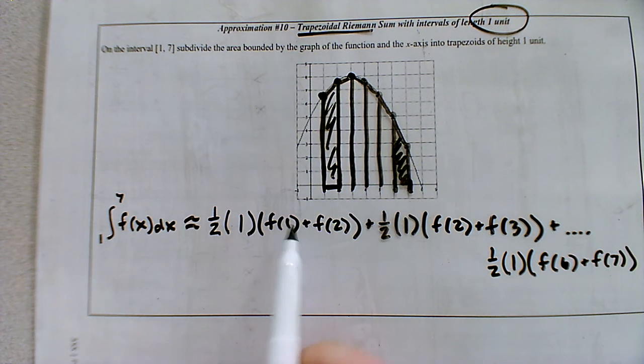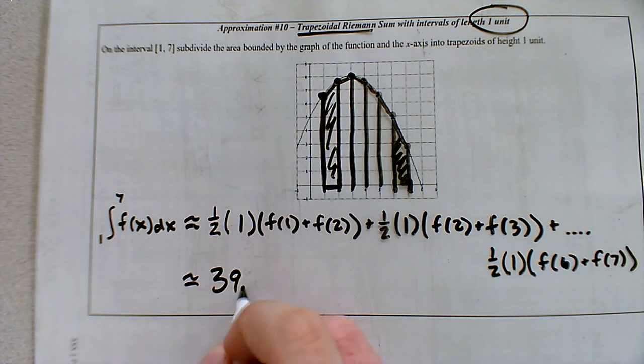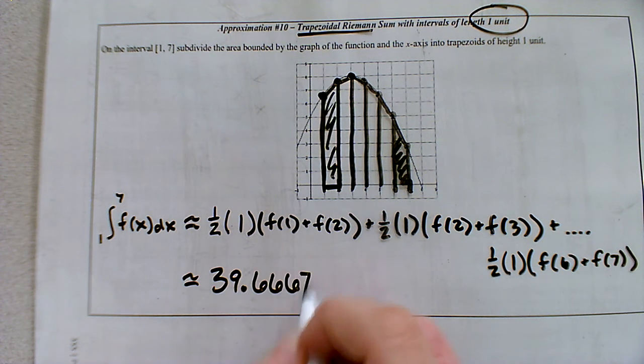All right, so using these function values that we've been using for some of the other examples, we'll go ahead and calculate all this together, and we should get something around 39.6667.